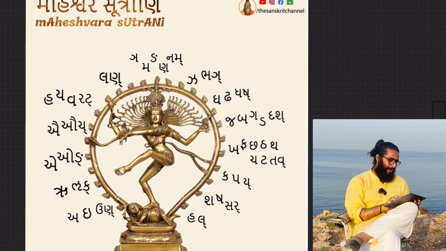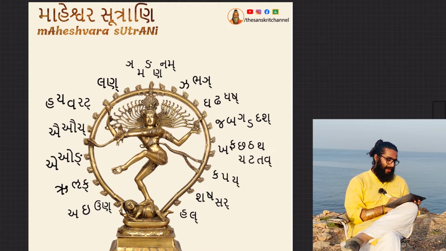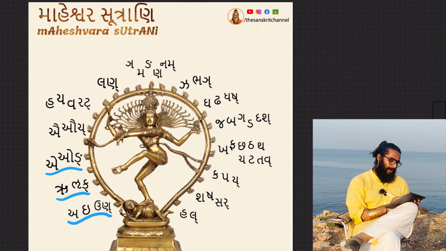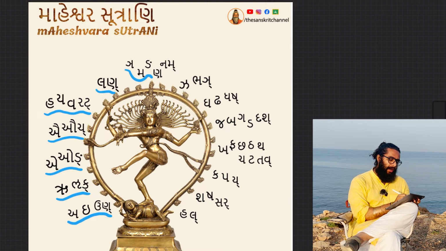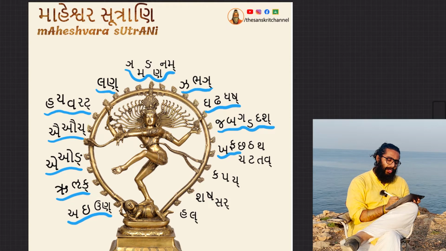But to just go through them quickly here, these sounds are uttered like this, they are arranged like this: A, I, Un, Ri Lri, Ek, Ong, Ain Auch, Ha Ya Va Ra Ta, Lan, Nya Ma Nga Na Nam, Jha Bha Nya, Gha Dha Dha Sh, Ja Ba Ga Da Da Sh, Kha Pha Chha Tha Tha Cha Ta Tav, Ka Pai, Sha Sha Sar, Hal.